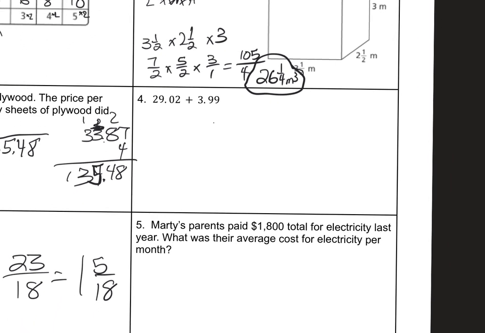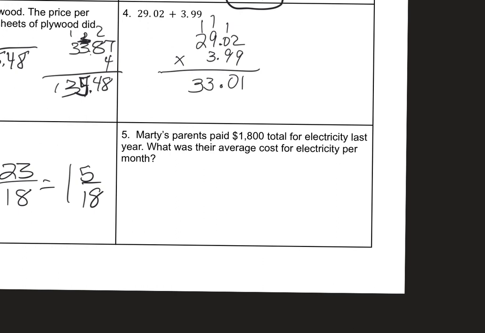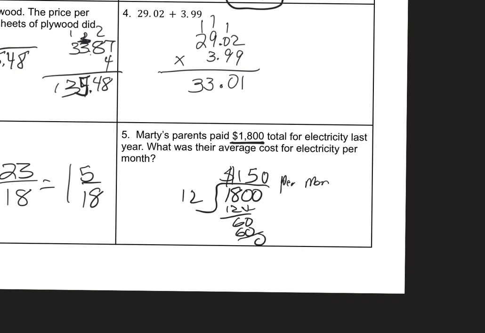Number 4, make sure you line up your decimals before adding. And just add straight across. Should have 33 1/100. And then the last problem we're going to find by dividing the yearly cost of the electricity for the family by 12 months. And we find that they pay $150 per month for electricity.